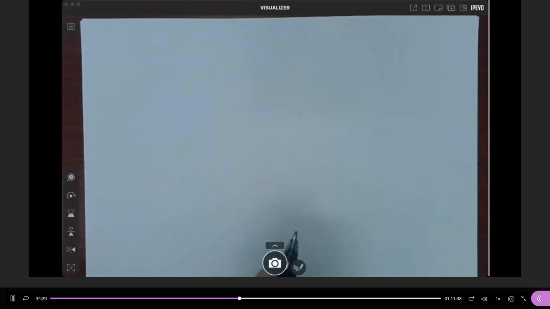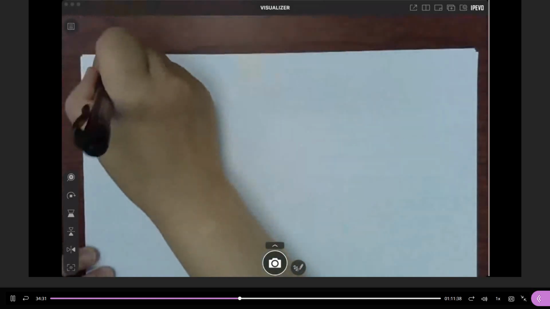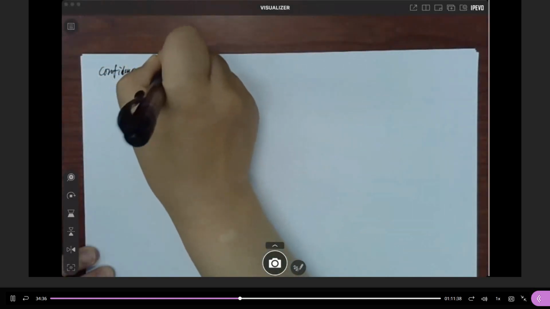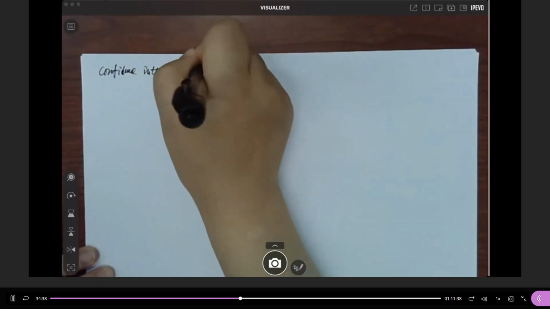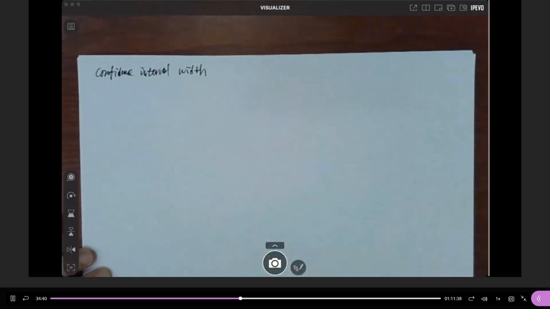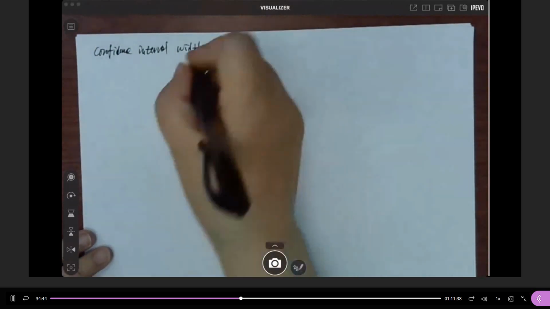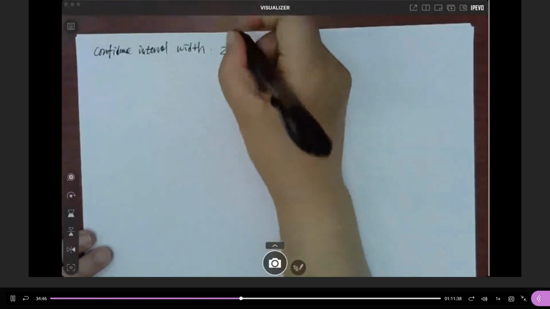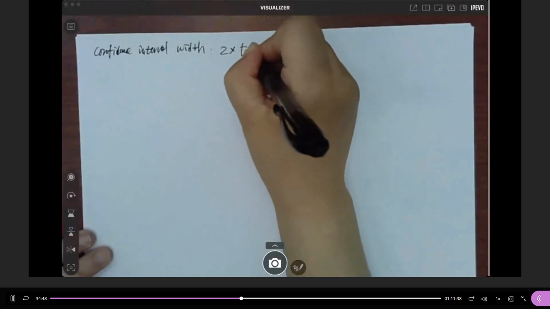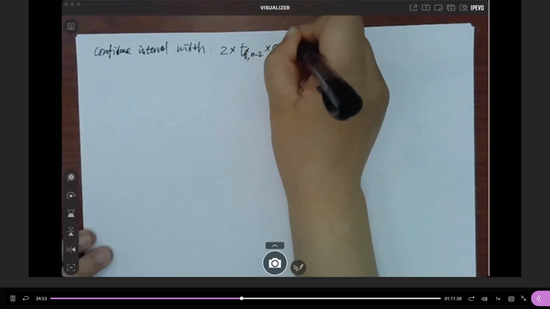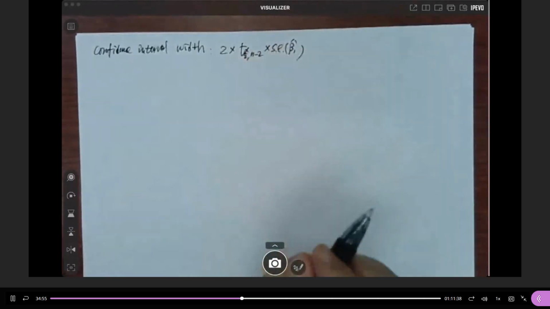So what decides the width of the confidence interval? It's symmetrical around the point estimation, so you basically just need to talk about the half width, right? So it is t alpha over 2, n minus 2, multiplied by the standard error of beta 1 hat. That's the width here.